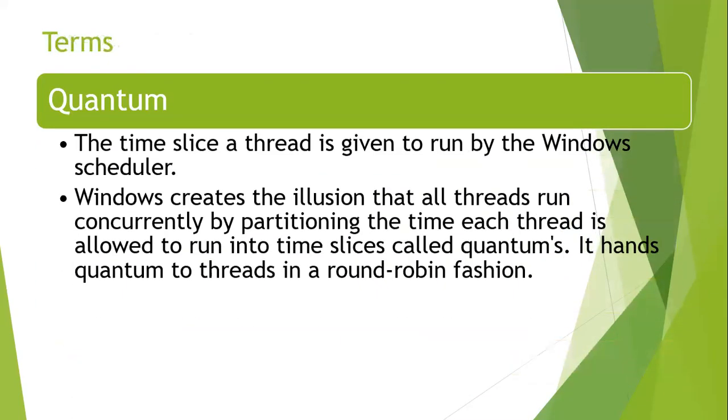Quantum, we talked about already: it is the time slice a thread is given to run by the Windows scheduler, which is 4 milliseconds. Windows creates the illusion that all threads run concurrently by partitioning the time each thread gets. Each thread is allowed 4 milliseconds to execute, and then it comes out of the CPU.